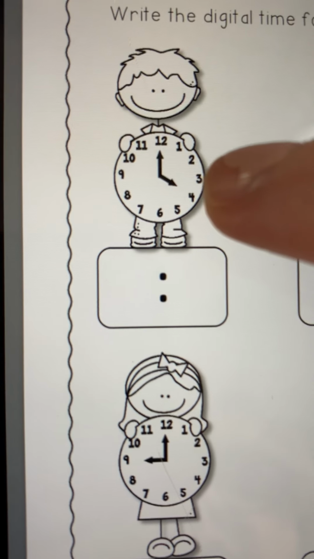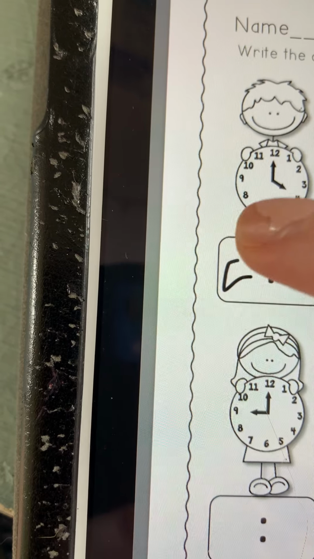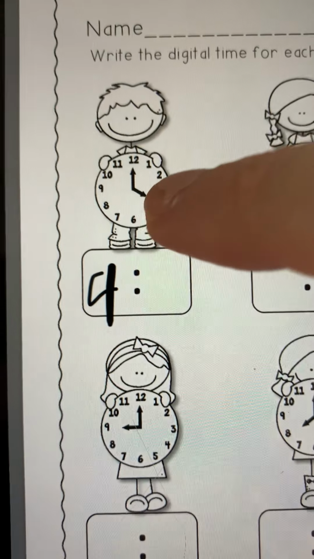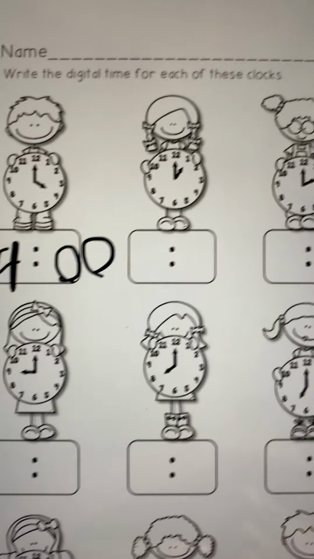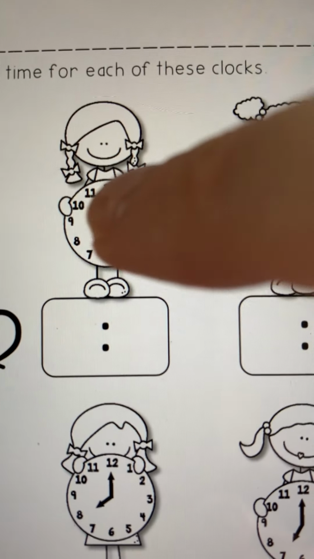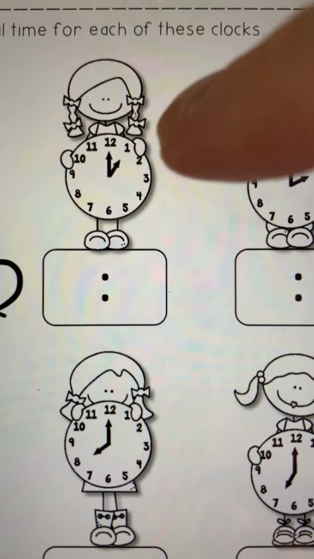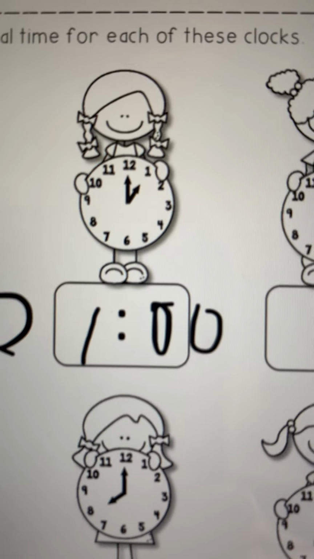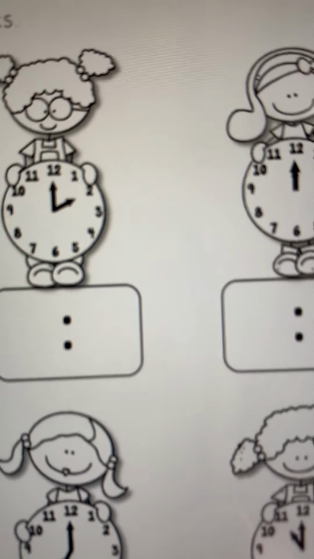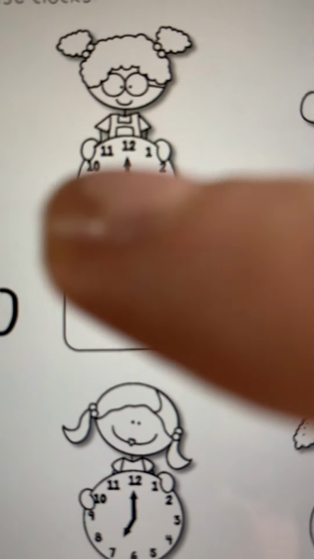So it is 4 o'clock. The o'clock is when the big hand's on the 0. So that's 4 o'clock. Next one, the big hand's on the 12 and the little hand's on the 1. So that is going to be 1 o'clock because the little hand matters first. The little hand always matters first. 2 o'clock.